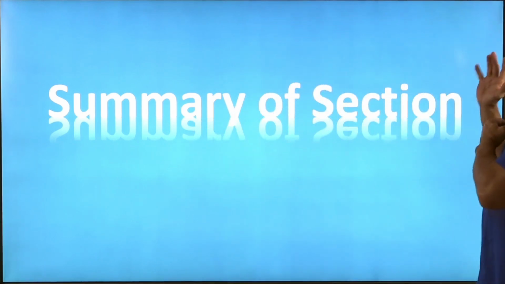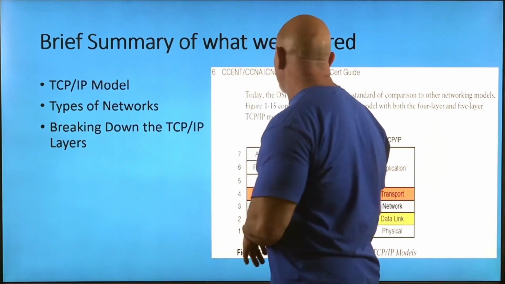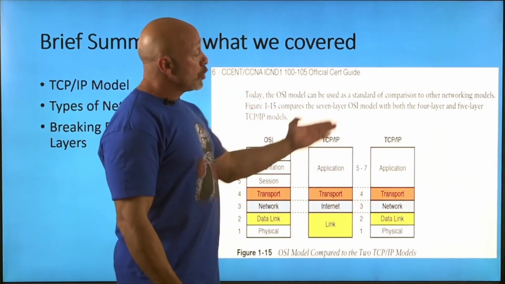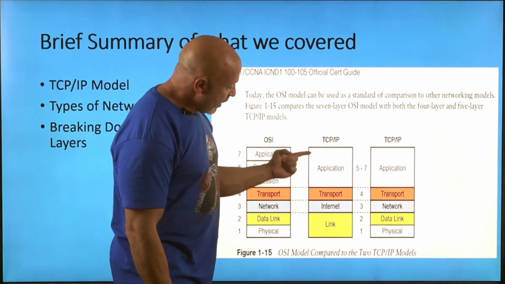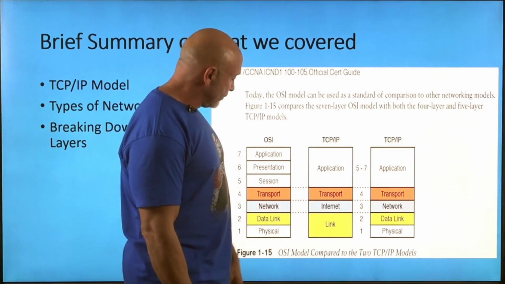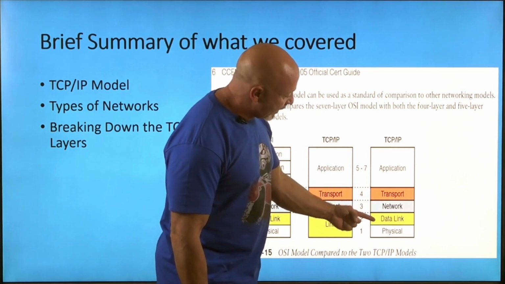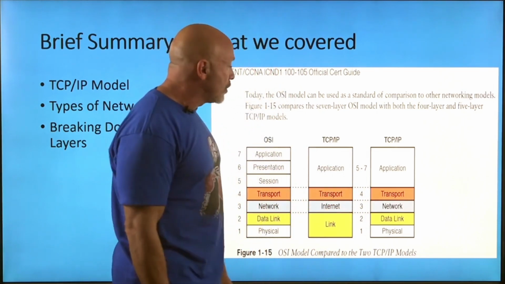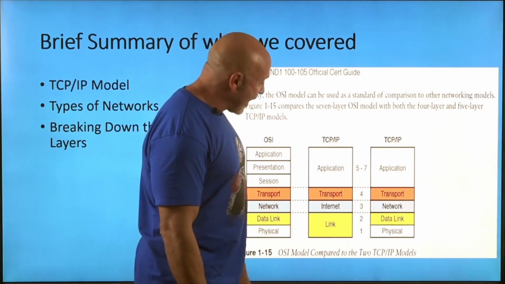All right, we've come to the end of this particular section. So let's do a summary of the section. Let's take a look at what we've talked about. Definitely, we talked about the TCP/IP model. We saw that there were 2 TCP/IP models. We have the 4-layer: application, transport, internet, and link, or it could be called network. And then we have application, transport, network, data link, and physical. That's the one they're using now. That's the new one Cisco put in their certification exam.